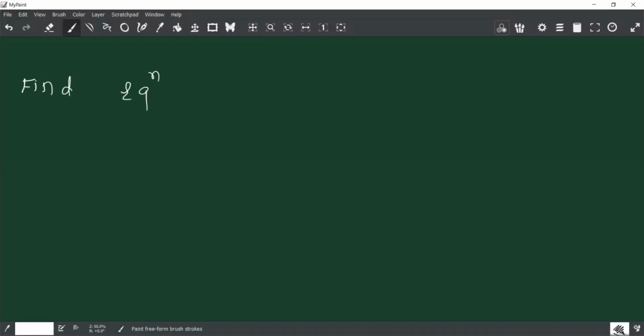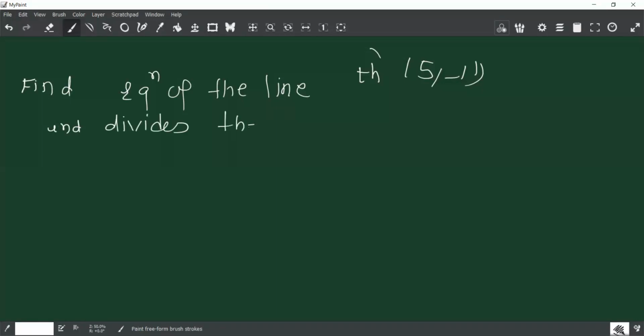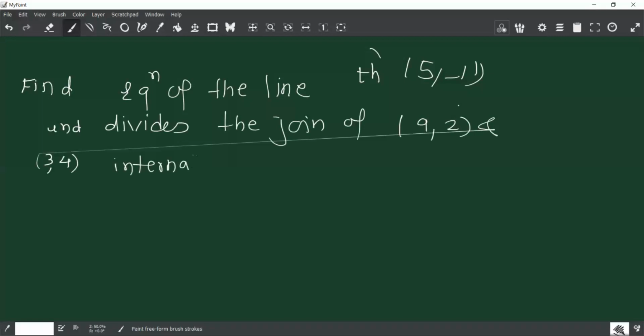Find equation of the line through 5 comma minus 1, I'm sorry, not 11. 5 comma minus 1 and divides the join of 9 comma 2 and 3 comma 4 internally in the ratio 1:2.